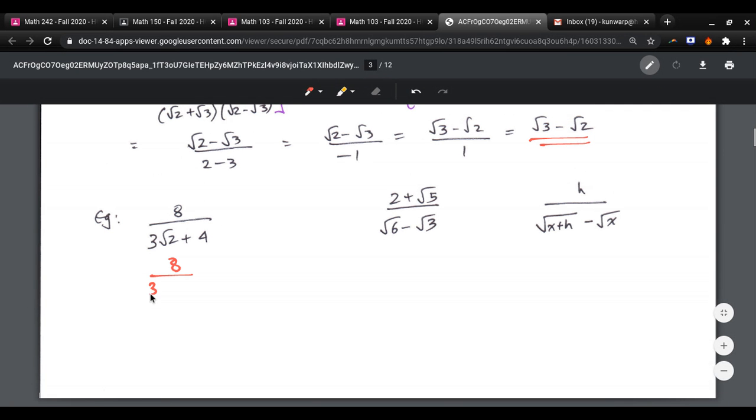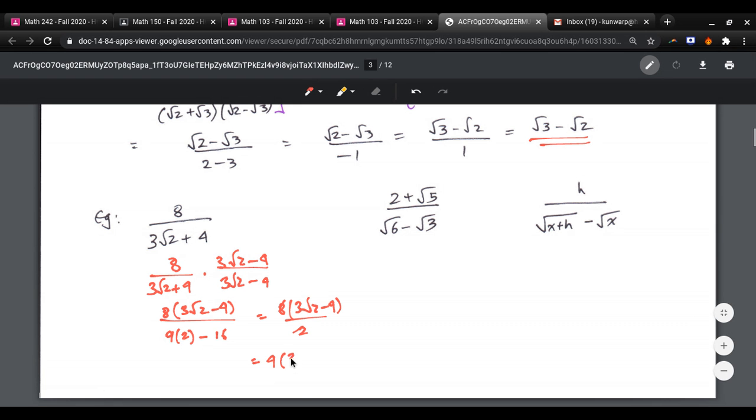So here I have 3 over 3 root 2 plus 4. I multiply by 3 root 2 minus 4 over 3 root 2 minus 4. So on the top I have 3 or 8 times 3 root 2 minus 4. In the bottom I have 9 times 2 minus 16, and that's 8, 3 root 2 minus 4 over 2. So I get 4 times 3 root 2 minus 4 over 1, which is a rational denominator.